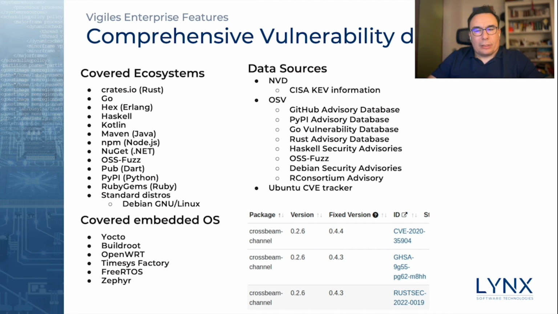So you get to track vulnerabilities not only for the open source components, but also for your application IP software. And our database contains the information about vulnerabilities coming from those different ecosystem databases. And you can see here a list of them, right? So Rust Advisory Database, Haskell Security Advisories, GitHub Advisory Database, and so on.